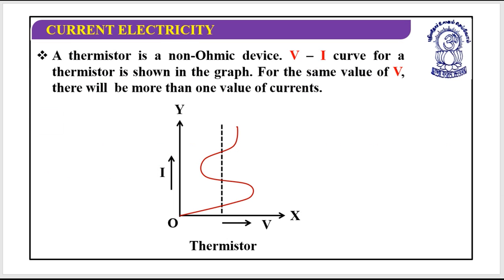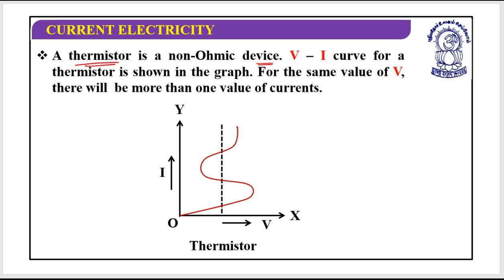Let's look at some quick examples. A thermistor is a non-ohmic device. What is a thermistor? How does it work? Where does it work? At this point of time it is not our concern. Our concern is that there are certain materials which do not satisfy Ohm's law and we just want to identify those.